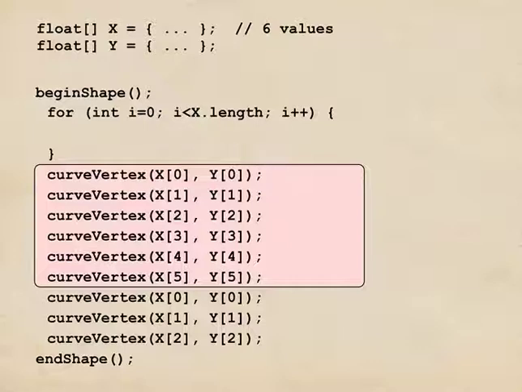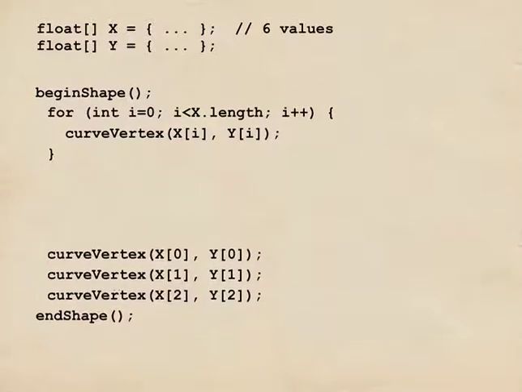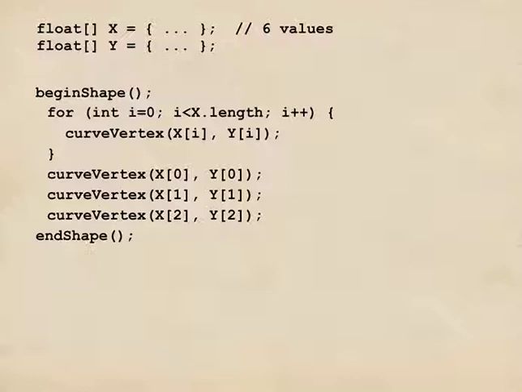I also could have used the length of the Y array. They're both the same length. I chose to use X. So what do we do inside the loop? We call curve vertex X sub I, Y sub I, and we have now taken care of everything in the shaded box. So let's get rid of those things and tighten things up. And now we have a much nicer little program. And this will handle curves of any length.